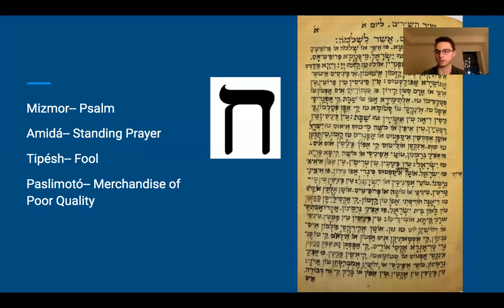Hebrew and Aramaic loanwords in Judeo-Greek take from many different semantic areas. Of course, Judeo-Greek borrows many words pertaining to liturgical practices, such as mizmor, meaning psalm, and amidah, meaning standing prayer.